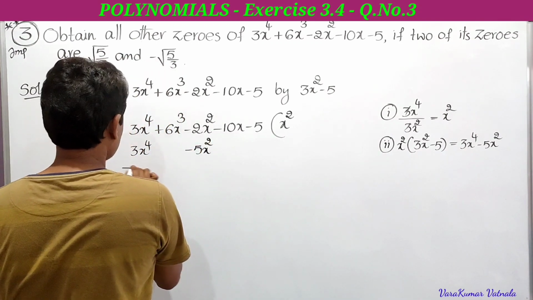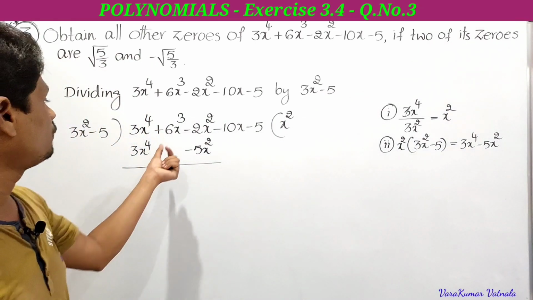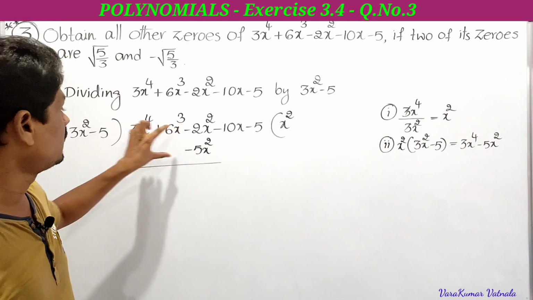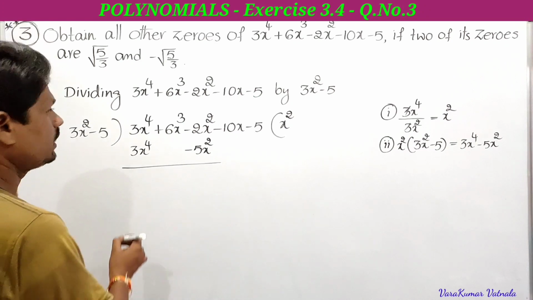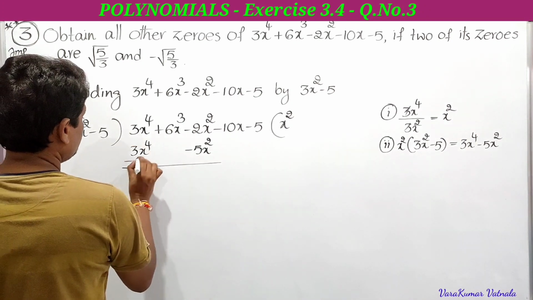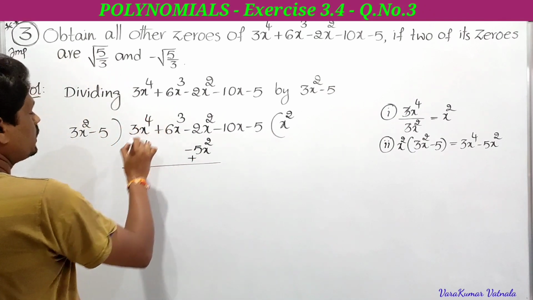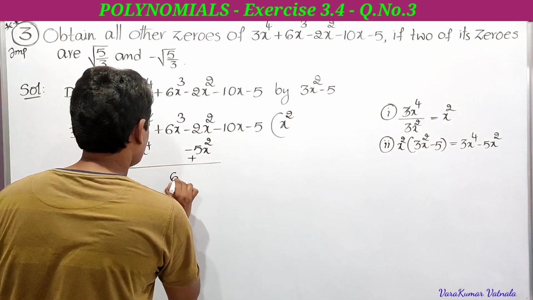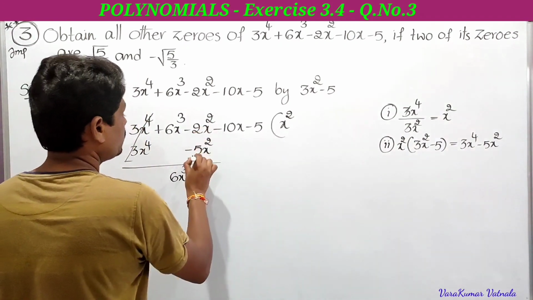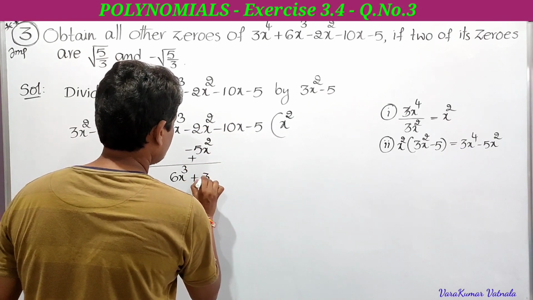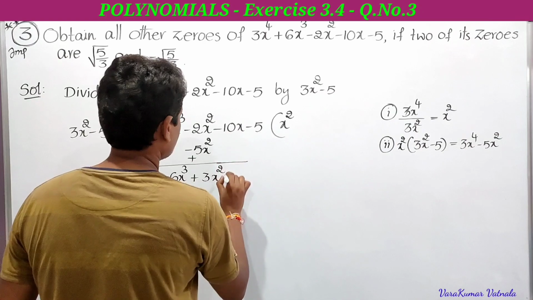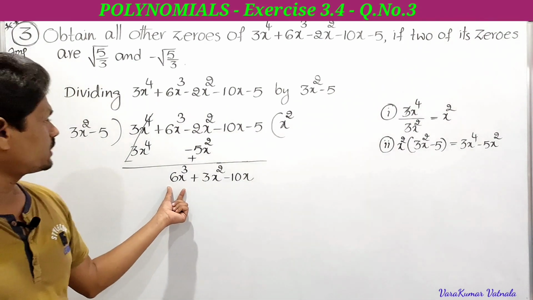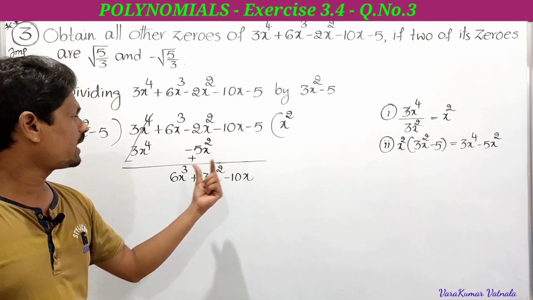This you have to remember, it is very important. If you don't write it this way, you can get confused while subtracting. We have to write like terms together for subtracting. Upon subtraction, minus becomes plus. So 3x to the power 4 minus 3x to the power 4 gets cancelled. Write 6x cube here, and minus 2x square plus 5x square gives plus 3x square. Next write minus 10x here. So now we have 6x cube plus 3x square minus 10x.